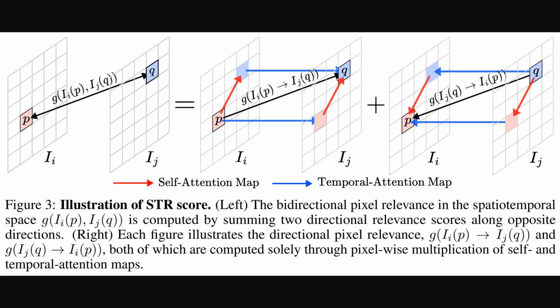So, how is this spatiotemporal relevance score actually calculated? Well, this diagram breaks it down. It shows that to measure the relationship between a pixel in one frame and a pixel in the next, the model combines two different attention maps. It uses a self-attention map, which understands relationships within a single frame, and a temporal attention map, which tracks connections between frames. By multiplying these two maps, and doing so bidirectionally, so both forward and backward in time, it creates a really solid measure of an object's motion and structure.